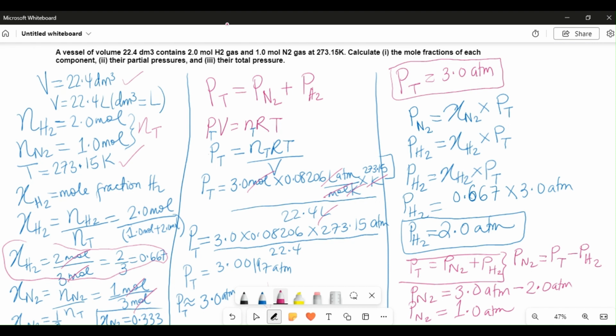So now we have determined the mole fraction of each component successfully. We've determined the partial pressure and we've determined the total pressure. I wish you guys all the very best. Make sure you watch all the videos on this series for physical chemistry. The textbook I'm using is the Oxford Atkins Physical Chemistry book, the 11th edition.